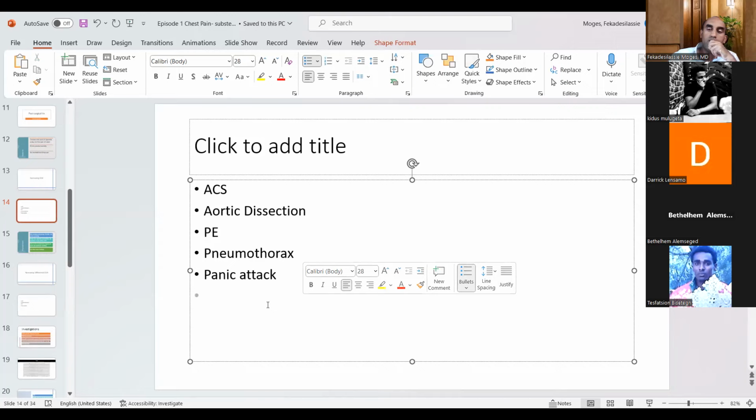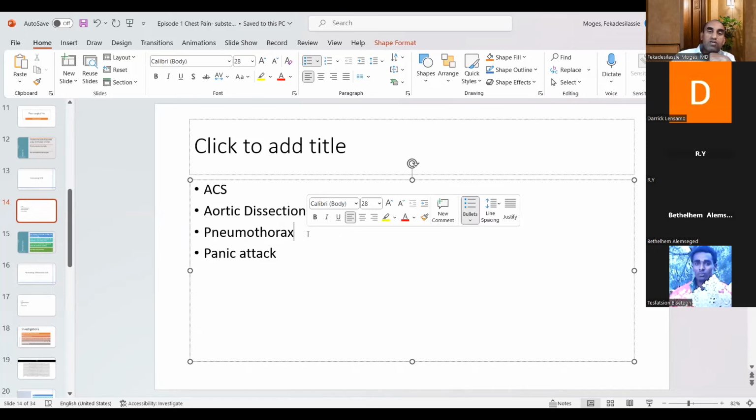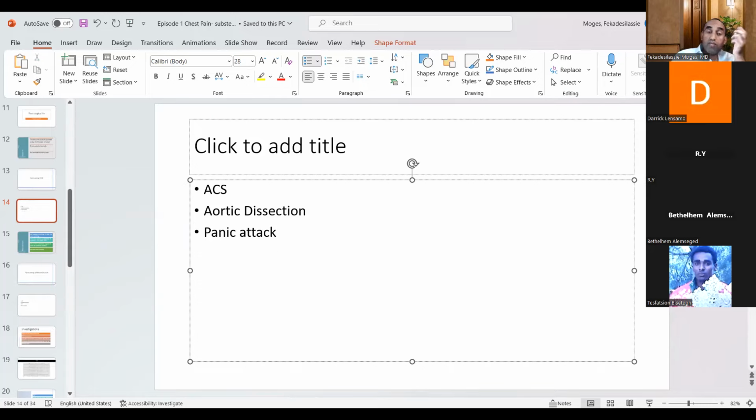Anything you want to exclude now? The PE. Pulmonary embolism is less likely. You can investigate further, but things are pointing in the direction that PE is becoming less and less likely. Pneumothorax, what about pneumothorax? It has to be excluded because we have comparably good air entry and there is no reduced air entry or hyperresonance. So pneumothorax is less likely. So aortic dissection is staying, ACS is staying, panic attack is staying.